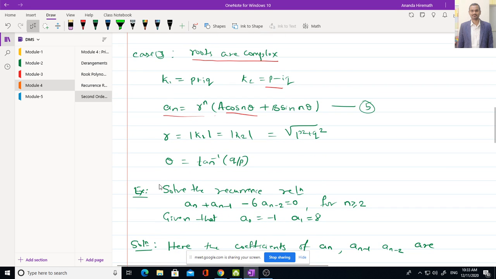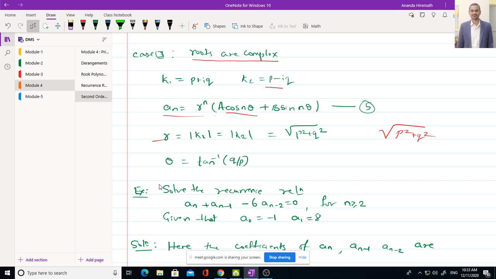Here r will be the square root of p square plus q square, and theta will be calculated as tan inverse of q divided by p. As of now, you don't need to bother about this imaginary part.